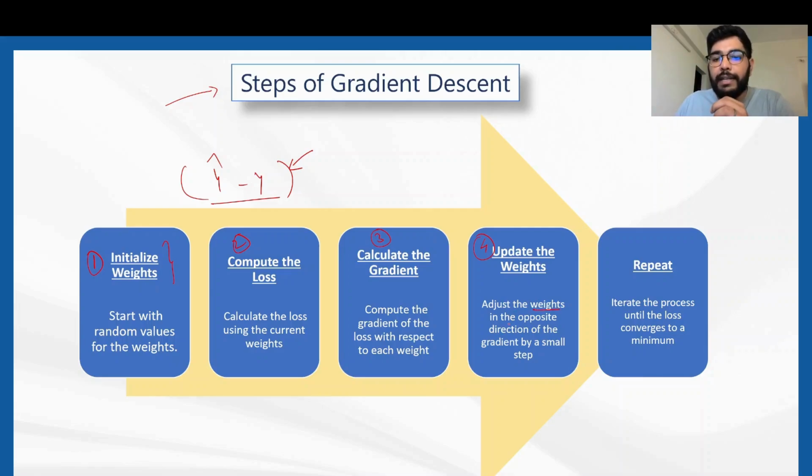We try to adjust the weights in the opposite direction of the gradient by a small step. That small step is decided by the learning rate, right? Then the fifth step is to iterate or repeat this process over and over till we converge to the minimum value of loss. Let's try to understand this whole process using an example.